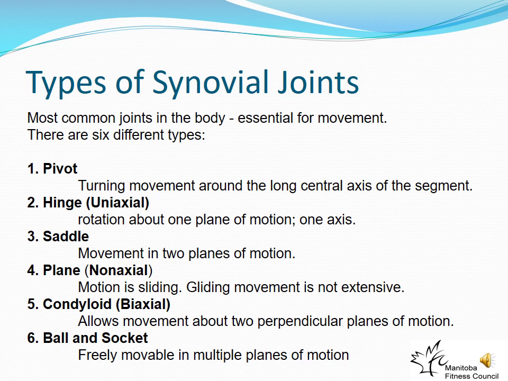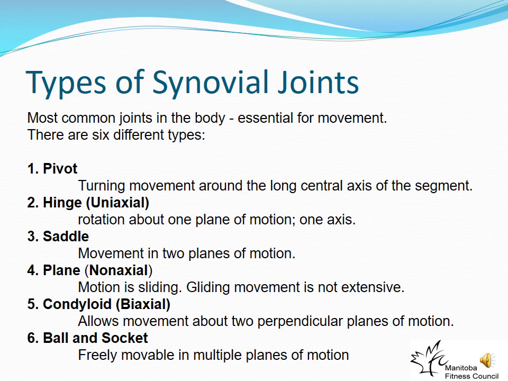And your last one are ball and socket joints. Two examples here are your shoulder joint, your humerus attaching to your scapula, as well as your hip joint, your femur going to your pelvic girdle. It's like a ball in a socket. So it's freely movable, with multiple planes of motion.